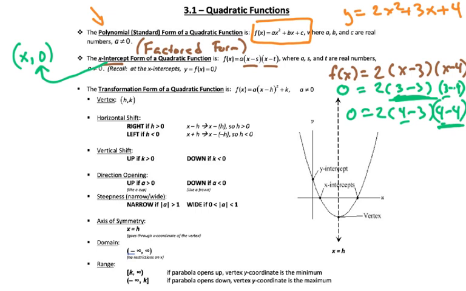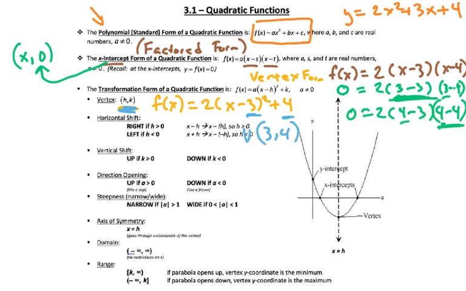So we have the transformation form of a quadratic function. This is sometimes called the vertex form. And the reason why this is called the vertex form is it gives you the vertex, right? The vertex is h, k. So if you have something in the format of f of x equals 2 times x minus 3 squared plus 4, then we know instantaneously that h, k, or in this case 3 comma 4, is going to be my vertex.